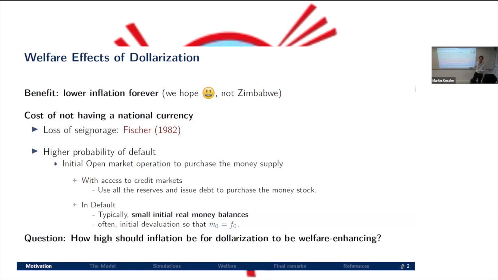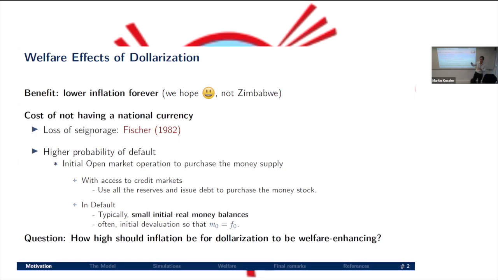For a country with access to credit markets, it may be able to do so by using its foreign reserves and then issuing debt to finance what they need to convert the whole money supply to dollars. So for a country with access to credit markets, it could start off by issuing debt that would set it on a path that could lead to default in the future. And we'll show that with our model.